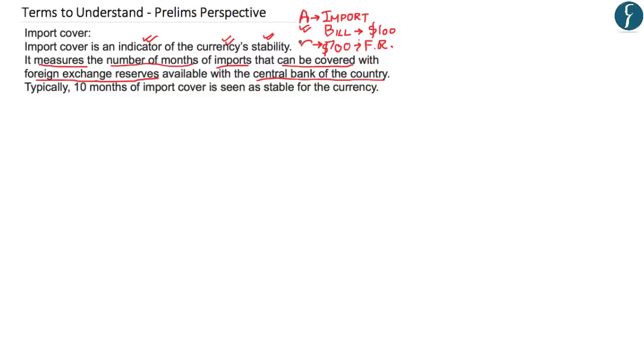And this 7 months is then therefore known as the import cover, where an import cover measures the number of months that the foreign exchange reserves available with the central bank of a country can cover that country's imports. And it is typically seen that 10 months of import cover is required to maintain stability of the currency. Now hopefully you've understood as to what is meant by import cover.